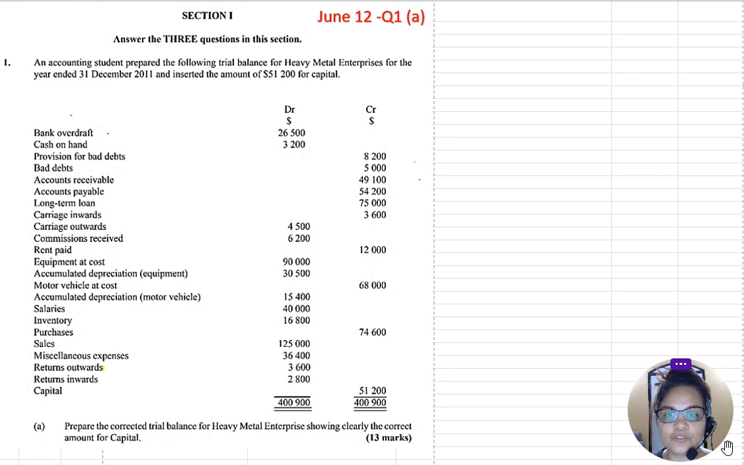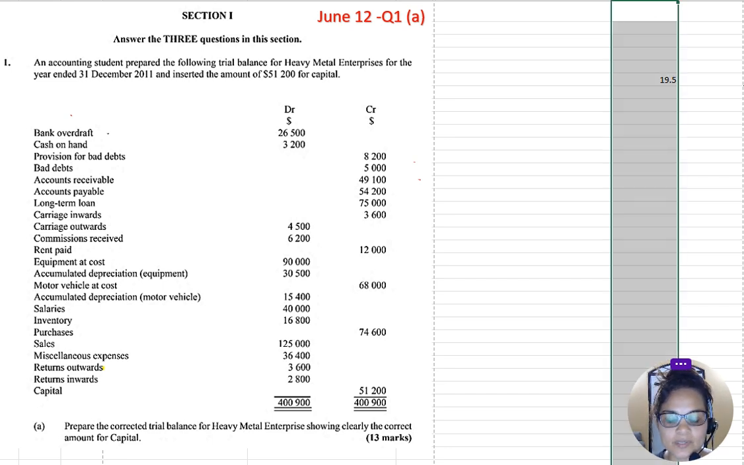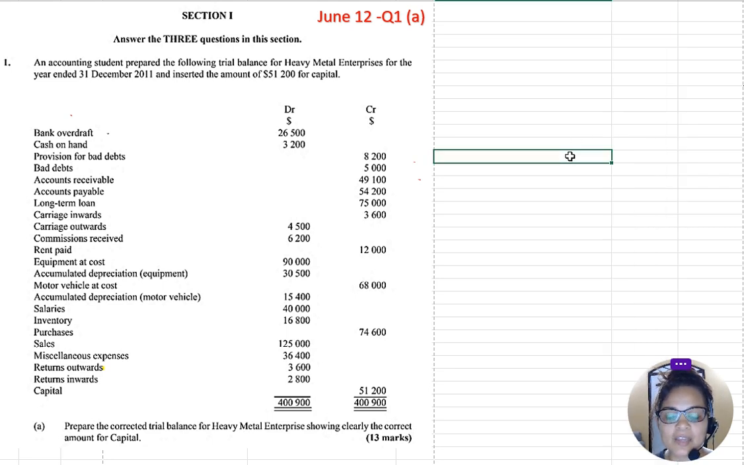Today we are going to look at June 2012, question 1, part A, because this question looks at trial balance. It's 13 marks. Let's say you have an average of 1.5 minutes per mark, given that you have reading time within this. Then you have about 20 minutes to answer this question with 13 marks. So time is of importance in the exam. You want to leave time for any correction, for review, and whatnot.